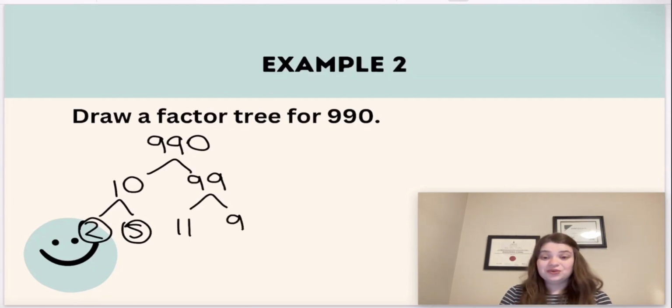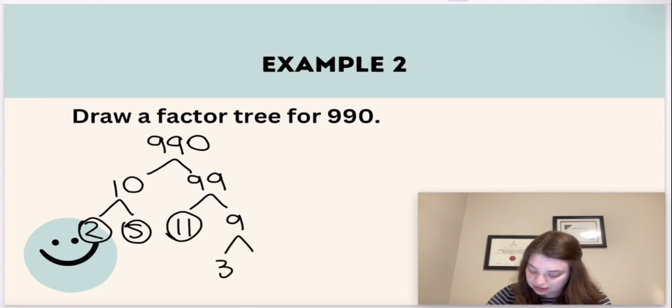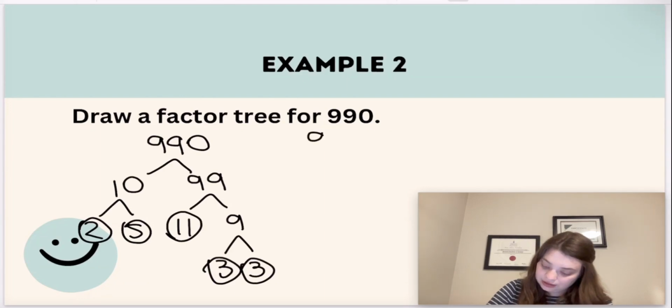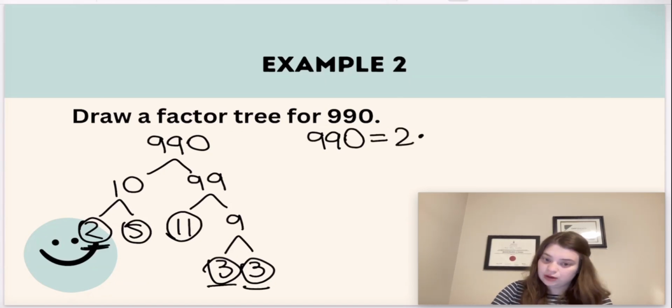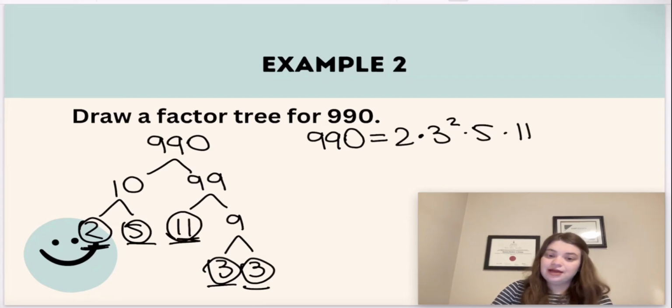And 11, although it's bigger than 9, is prime. There are no numbers other than 1 and 11 that are factors of 11, so I'm going to circle it. 9 is 3 and 3, which are both prime. So therefore, 990 is equal to 2 times 3 squared times 5 times 11.